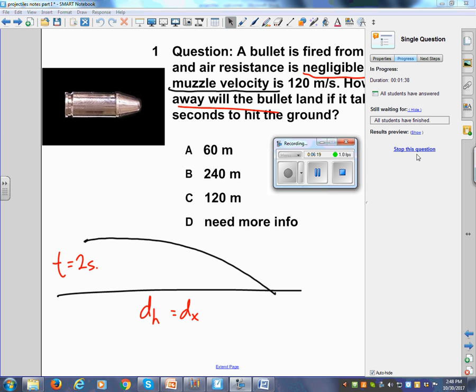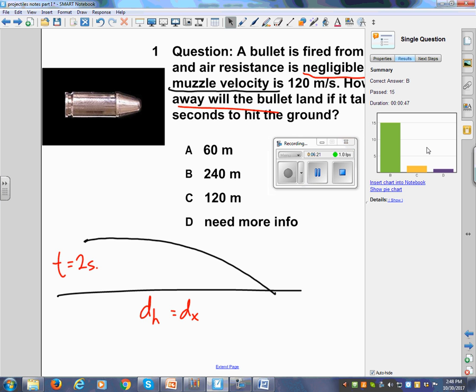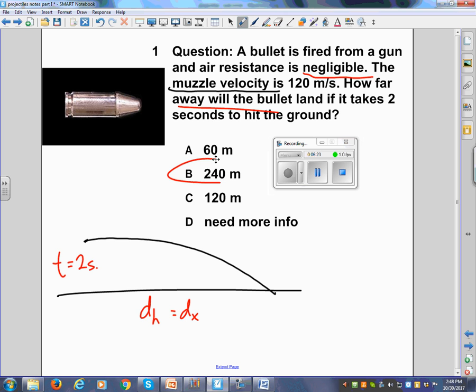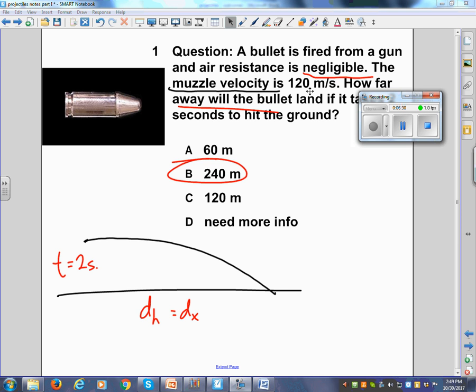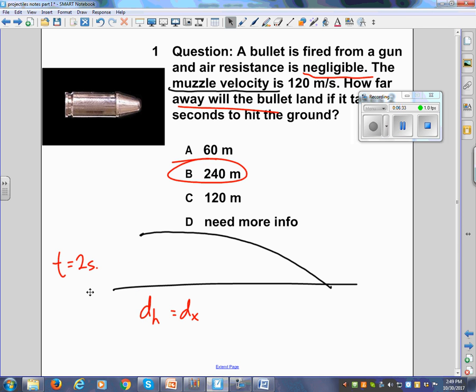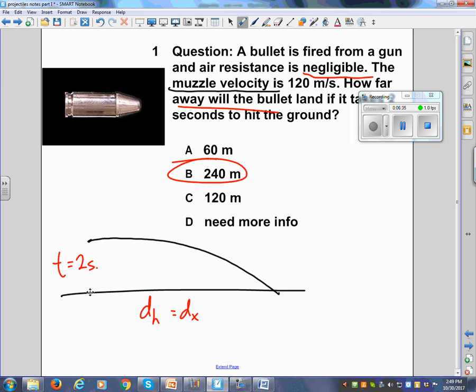Okay, what's the answer? No math, no real. It's B. Why is it B? Because it goes horizontally. It's going 120 meters per second, and it takes 2 seconds. So it's going right. Oh, I never thought of it. 120 in a second, and then another 120 second, right? The horizontal and the vertical are independent.